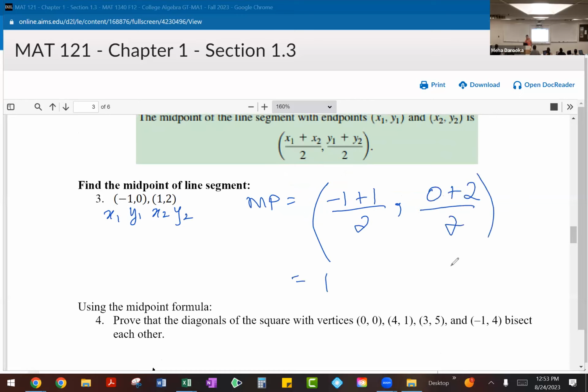So what does that midpoint look like? Because you're adding the two x's together, right? And the two y's together. Okay. So -1 + 1 becomes 0, right? 0 divided by 2 is of course going to be 0. 0 + 2 is 2, so 2 divided by 2 will become 1.